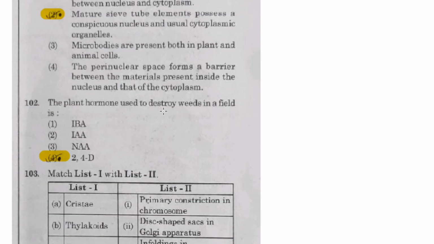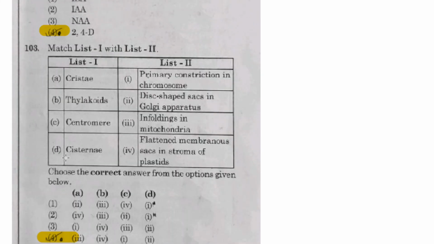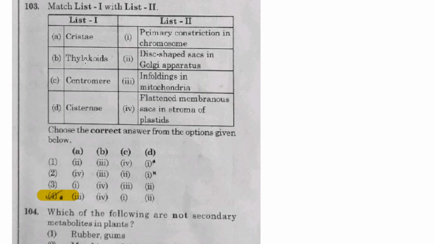And the plant hormone used to destroy weeds, 2,4-D. Very direct question. And this is the one, Christe. And this is the fourth answer. Match the following list. A is Christe. Christe goes with enfoldings in mitochondria. And cisternae is present in Golgi apparatus, thylakoid, this one. And centromere, the primary constriction.